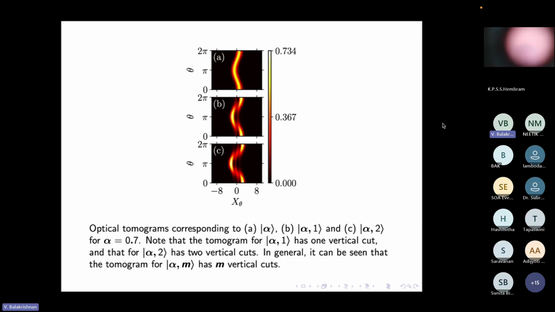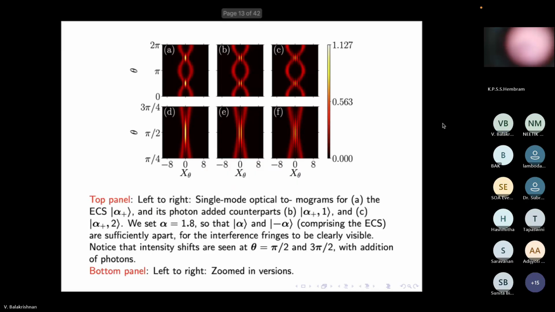A tomogram, you can actually choose theta from 0 to pi, because 0 is the x quadrature, pi by 2 is the p quadrature, and then you get back from pi by 2 to pi, which means from p to x. So you do the full circle if you wish. But we usually show it from 0 to 2 pi or minus pi to pi, because the symmetry properties of the tomogram are very clear if you do this.